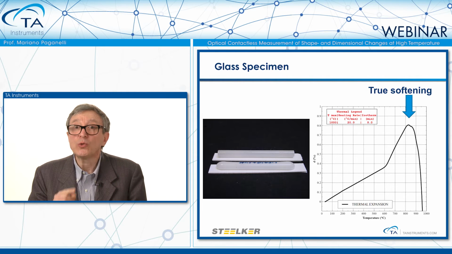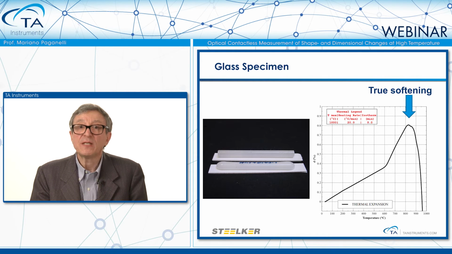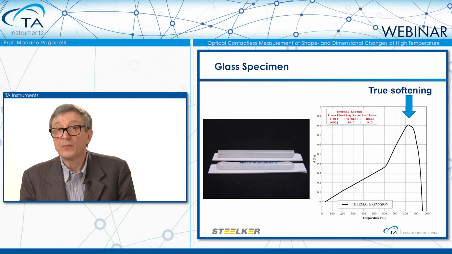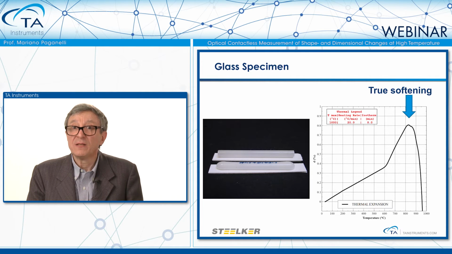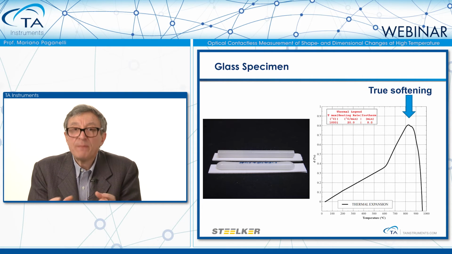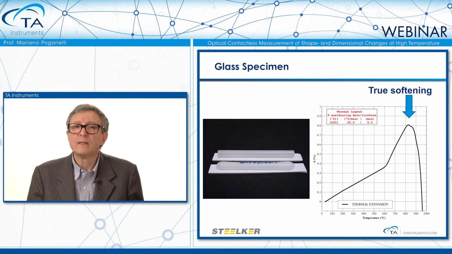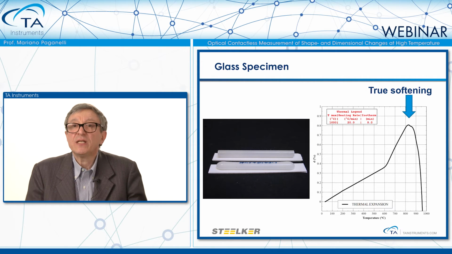This is the true softening. It's the same softening that we see with the heating microscope. And the proof is the shape of the sample after the test. The two tips are rounded. The material is becoming shorter, not because there is something pushing on it, but because the liquid glassy phase is pulling.